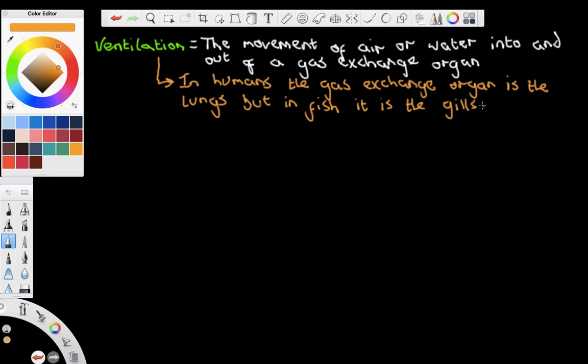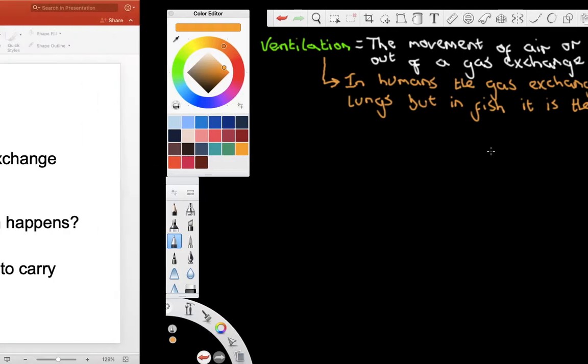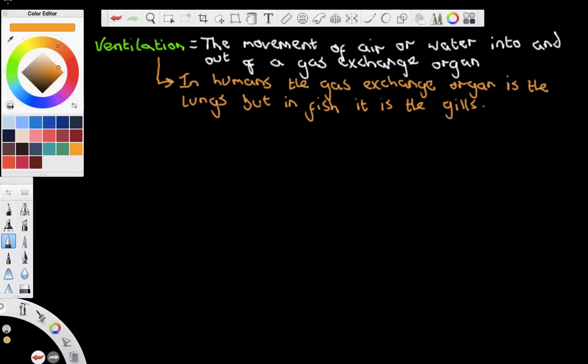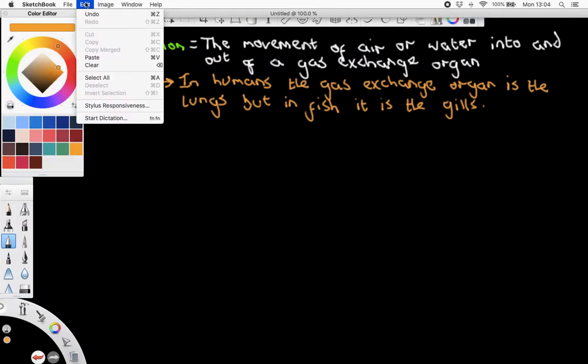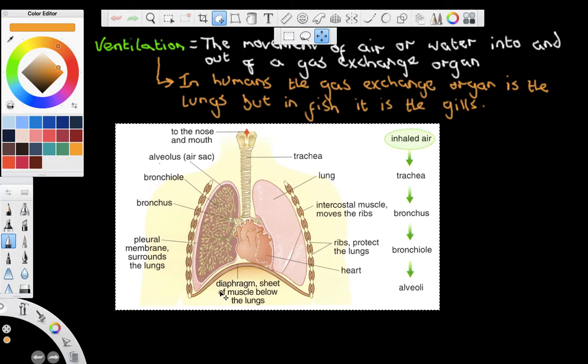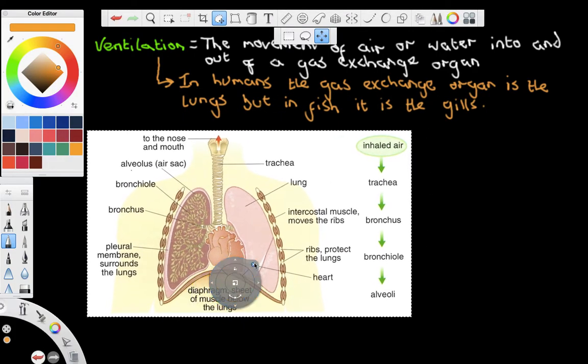Okay? Now, for GCSE science, you need to be able to label all of the parts of the human gas exchange system. So, on the board at the moment is a diagram showing the parts of the lungs. Okay?